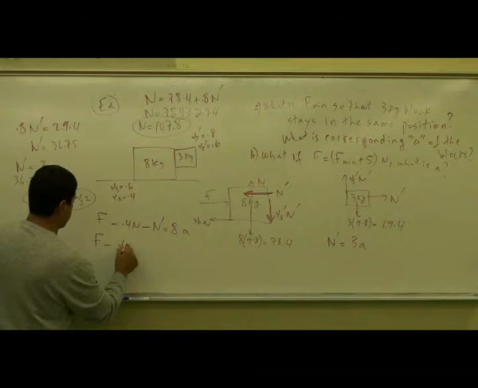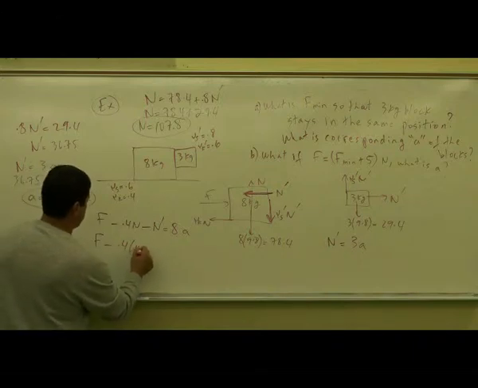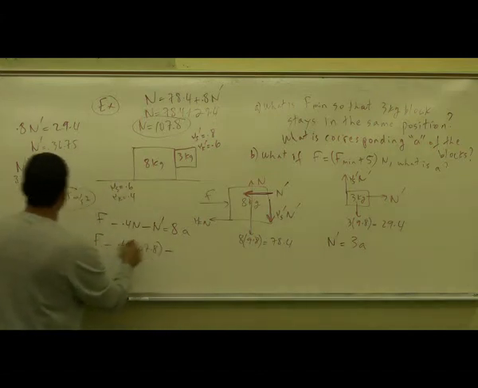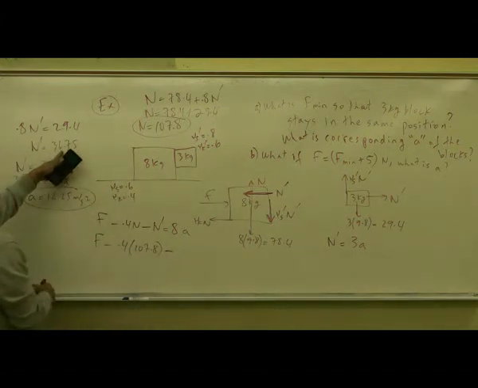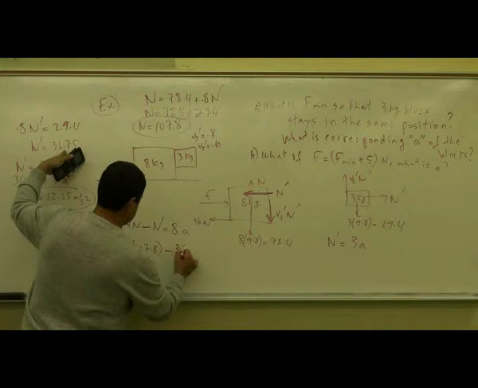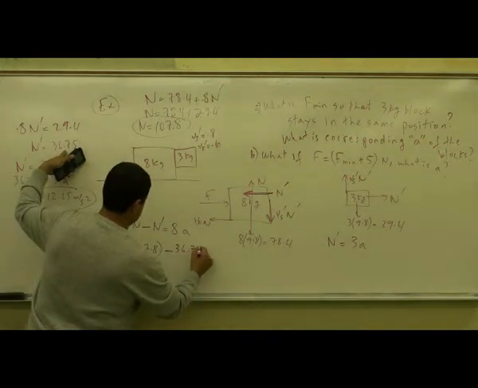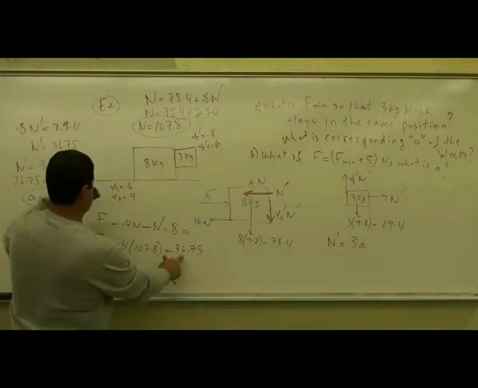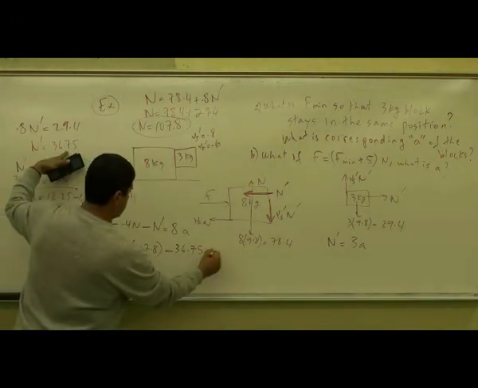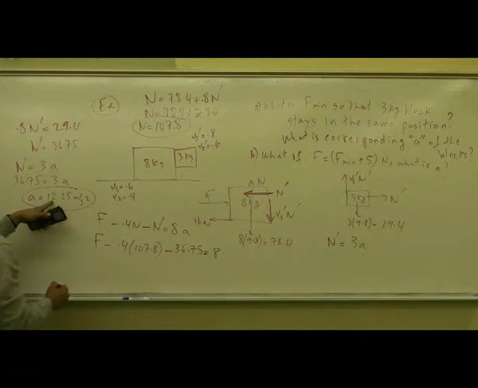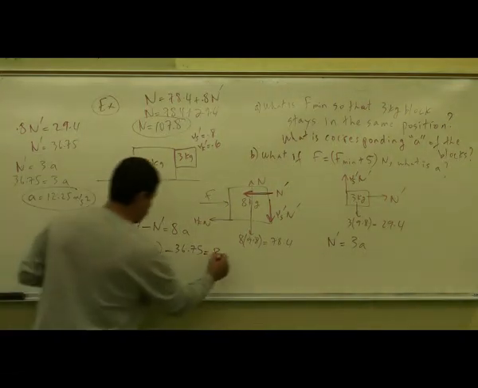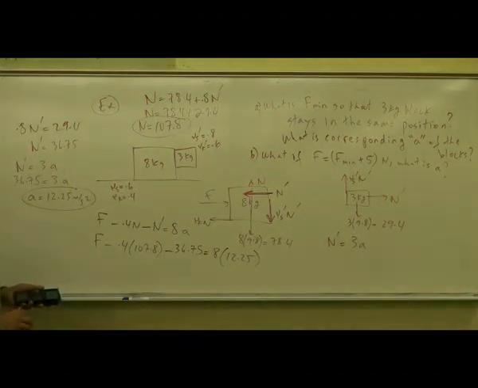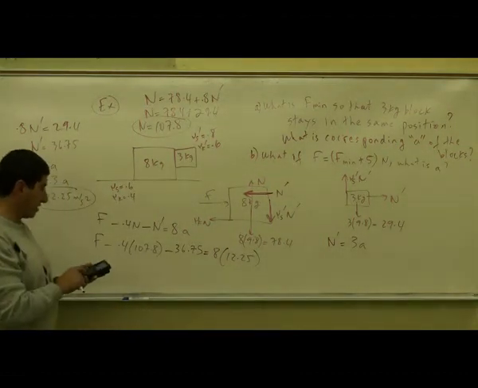F minus 0.4 times 107.8 minus N prime, which is 36.75. Okay, this one is coming from here. The N prime is this one. Is equal to 8 times A. A is equal to 12.25. Okay, so now you solve for this.